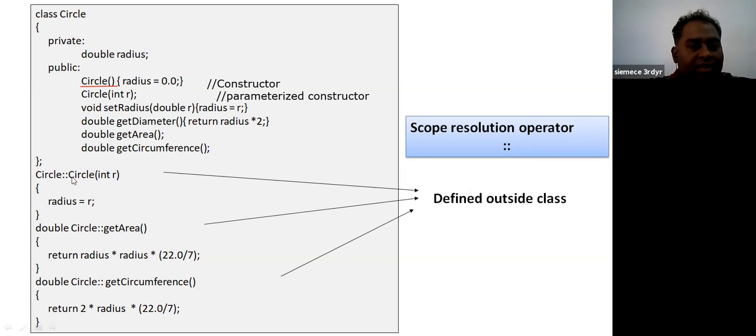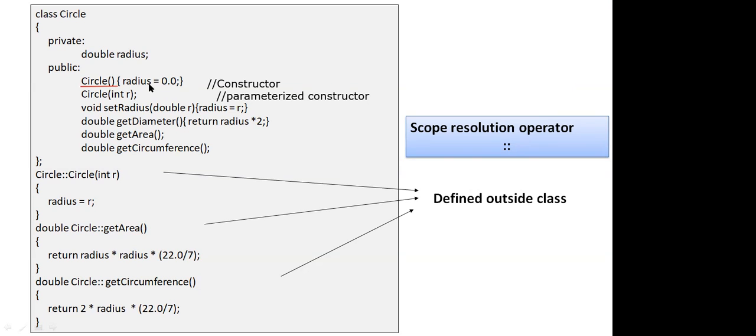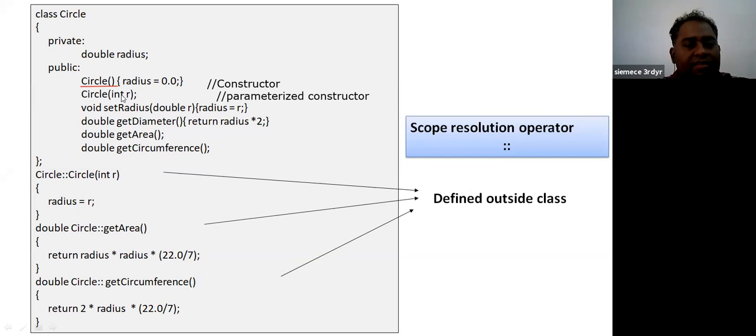As I told you all, this is a parameterized constructor. Now, how can you identify this? Nobody has told me that this is a constructor. How did I identify that this is a constructor? Because the class name and this method name are the same. Then nobody has told me which is the default constructor and which is the parameterized constructor. How did I identify that?